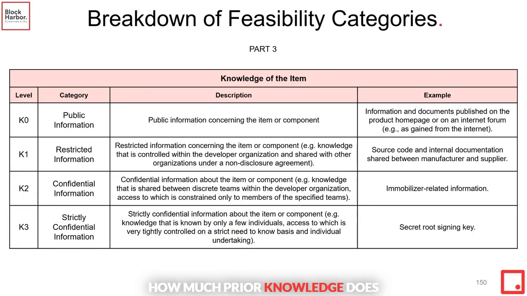How much prior knowledge does the attacker need about the system or component being targeted? This table categorizes information into 4 levels, from public information to strictly confidential information, each representing a different level of access control. At the K0 level, we have public information. Next, at K1, we have restricted information. Moving up to K2, we reach confidential information. Finally, at the highest level, K3, we have strictly confidential information.